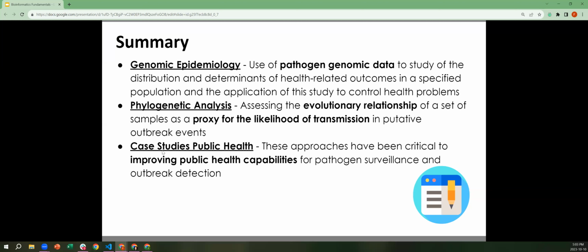And then we went over a few case studies in public health just to give examples of how these approaches have been used in publications in the scientific literature. There is a ton more out there on this stuff. So if you're interested, you could read for days.